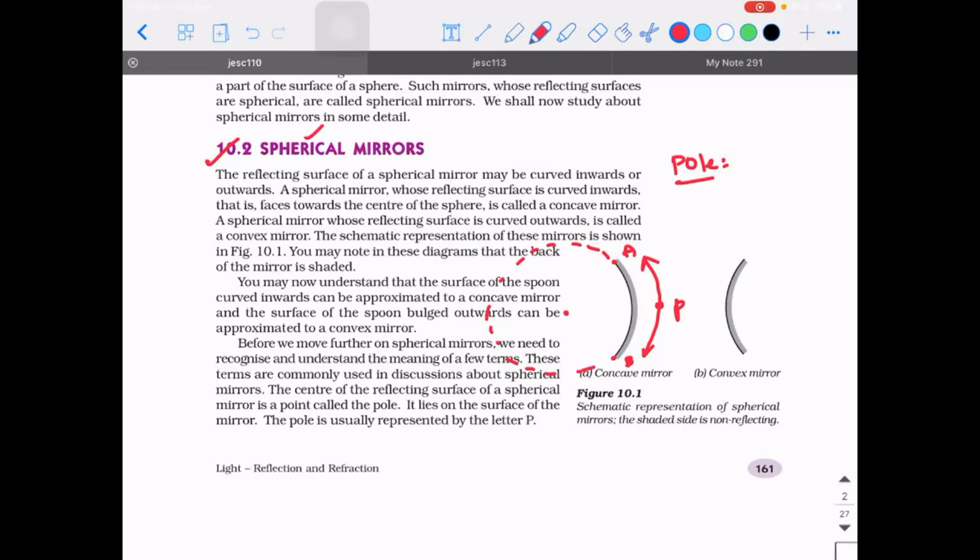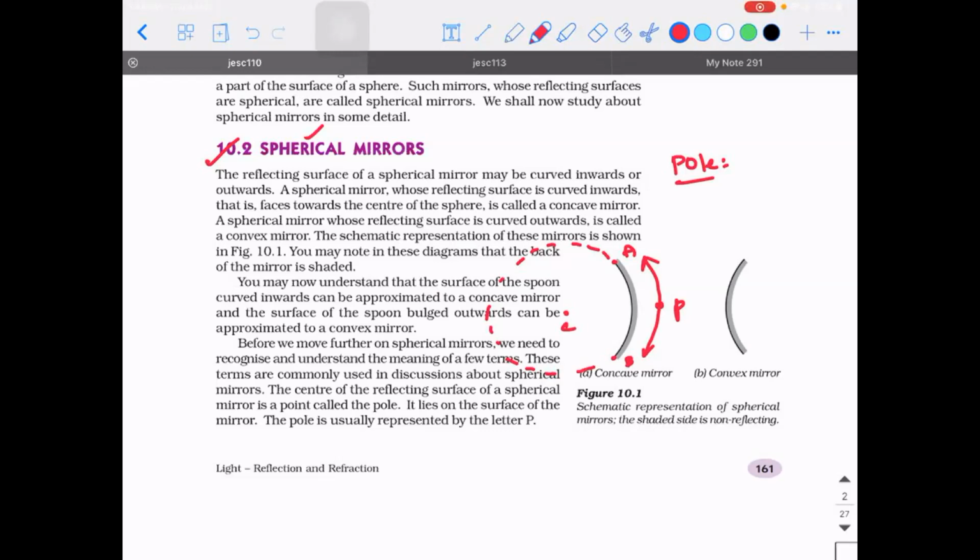If these two points are taken into consideration, now how do I define something called the principal axis? The line joining the center of curvature and the pole is called the principal axis. It's an imaginary line. The imaginary line that is joining the center of curvature and the pole is what we call the principal axis. So it's applicable for both the mirrors. Next.